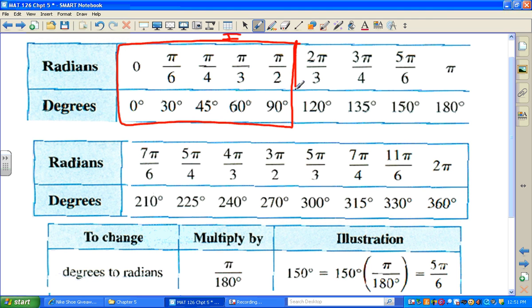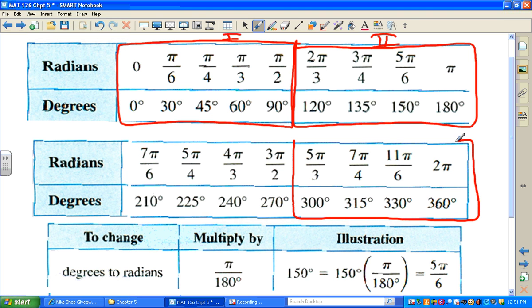And this is in quadrant 2. Here we go. Quadrant 4. And quadrant number 3. So everybody's got their unit circle from before, right? You take that and you put it on the note card. It should take up about half of one side. Okay?